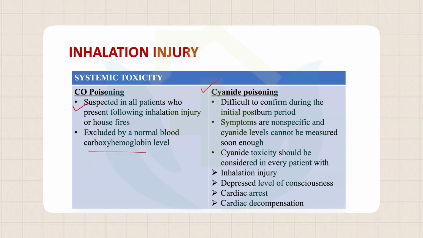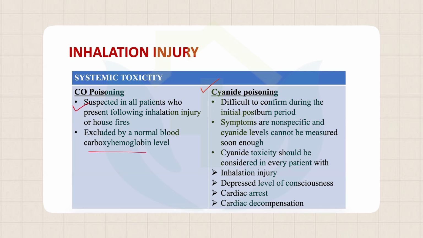Now, two interesting things that we see in burns patients. Patient has come to you. The patient does not have much burn, only 10-15%, but the patient is suddenly obtunded. The GCS is E1M1, drowsy. The reason could be either carbon monoxide poisoning or cyanide poisoning.